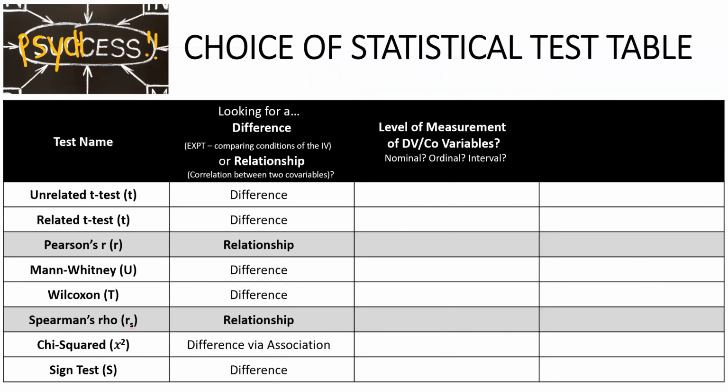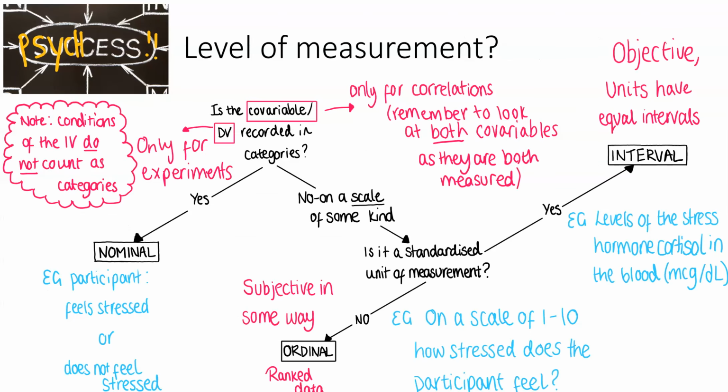The second decision you need to make when choosing your inferential statistic is the level of measurement. The clue is in the name here, level of measurement. So therefore you need to be looking at the variables in the study that are measured. In an experiment, that's just the dependent variable and not the IV. In a correlation, that's both covariables.